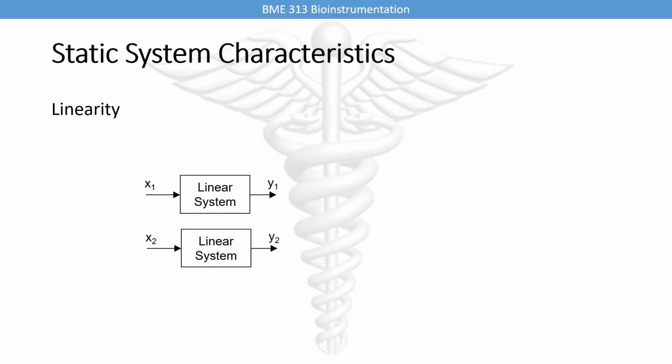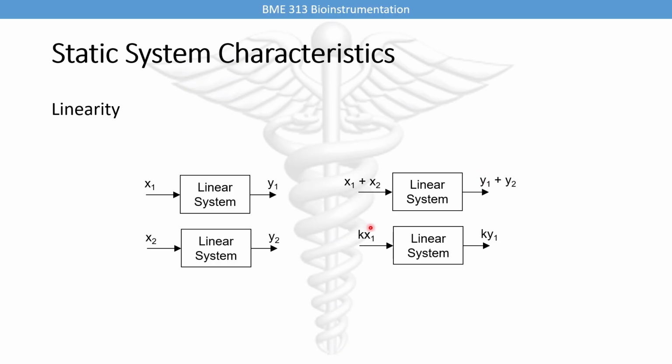Linear systems are widely used because they follow two key properties. For a linear system, if an input x1 produces an output y1 and another input x2 produces an output y2, then applying x1 plus x2 will yield an output of y1 plus y2. Likewise, if the input is scaled by a constant k, that is, kx1, the output will scale proportionally to ky1.